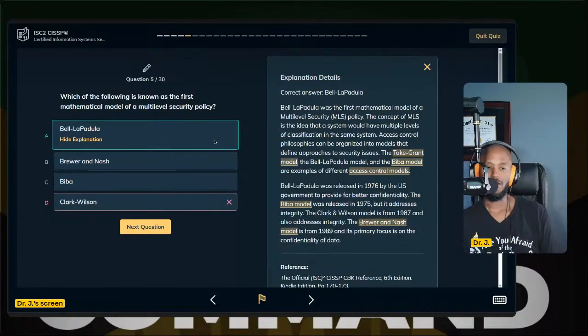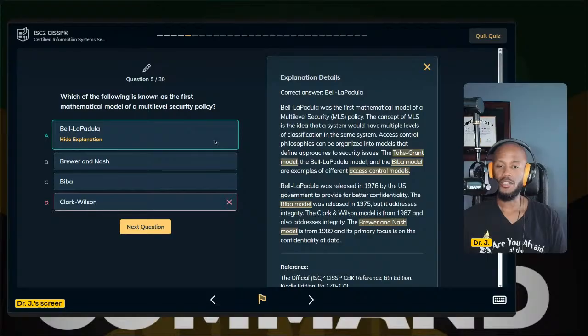So Bell-LaPadula was the first mathematical model of a multi-level security policy. The concept of MLS is the idea that a system would have multiple levels of classification in the same system. Access control philosophies can be organized into models that define approaches to security issues. The Take-Grant model, the Bell-LaPadula model, and the Biba model are examples of different access control models. And for what it's worth, Bell-LaPadula was released in 1976 by the U.S. government for better confidentiality.